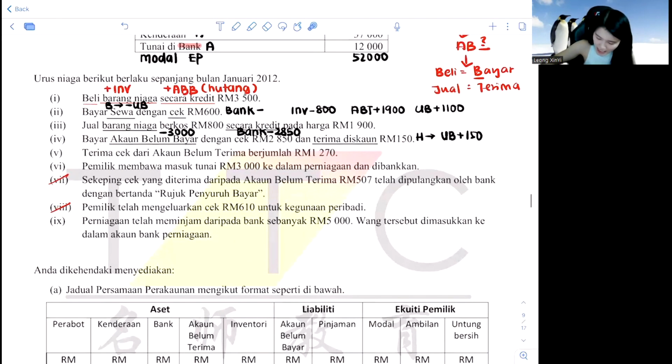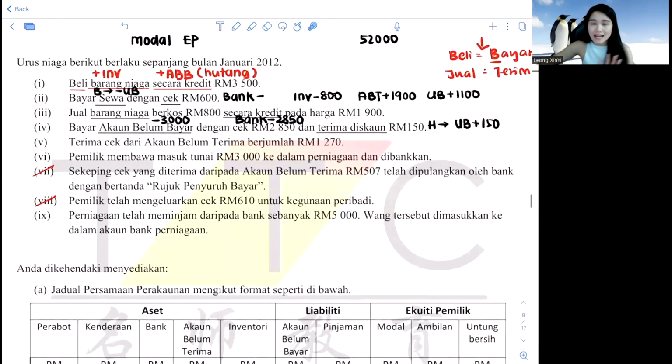So 7 is sekeping cek yang diterima daripada akaun belum terima 507 telah dipulangkan oleh bank dengan bertanda rujuk penyuruh bayar. Now this one here is actually a check tak laku, as in rejected by the bank because there's something wrong with the check. It's either your customer's bank account having some problem, or that they don't even have this balance in their bank account. So that's why the bank decided to reject it and return back to you.